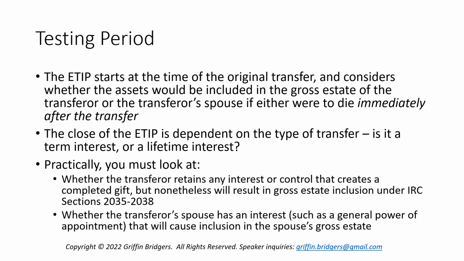So the testing period, this ETIP, starts at the time of the original transfer. In other words, at the time that there's a transfer subject to gift or estate tax reporting. And it considers whether the assets would be included in the gross estate of either the transferor or the transferor's spouse if either of them were to die immediately after the transfer. So this period starts at the time of transfer and runs until there's no more risk of inclusion in the gross estate of the transferor or the transferor's spouse.